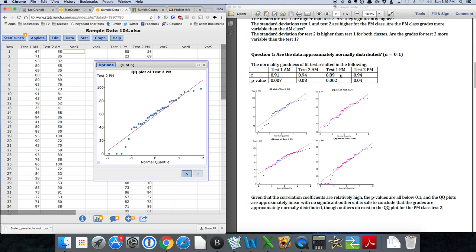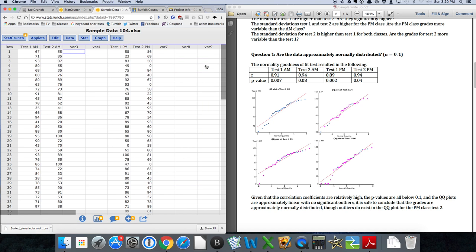For test 1 for the PM, I've got a correlation coefficient of 0.89 and a p-value of 0.002, also below my alpha. And for test 2 for the PM, I've got a correlation coefficient of 94% and a p-value again below my alpha. Given that the correlation coefficients are relatively high, the p-values are all below 0.1, and the QQ plots are approximately linear with no significant outliers except for test 2, it is safe to conclude that the grades are approximately normally distributed, though outliers do exist in the QQ plot for the PM class test 2, and we'll see how that might affect us later on.